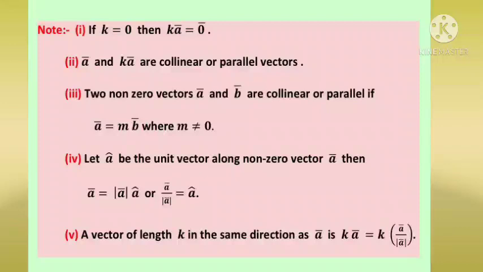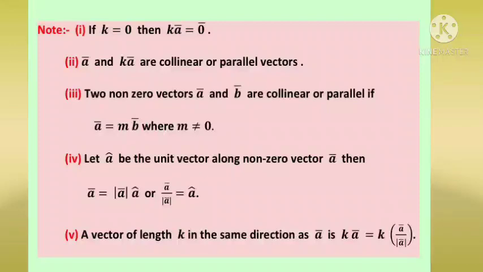Now what does the second note say? You have two vectors, A bar and k into A bar. Now these two vectors will be collinear vectors, or they will be parallel vectors. So remember, a vector and its scalar multiplication are collinear or parallel vectors.